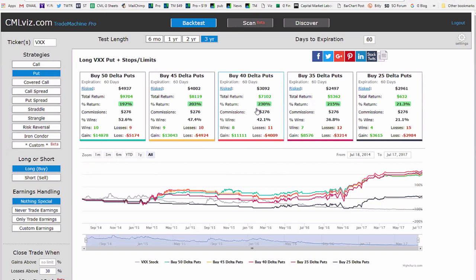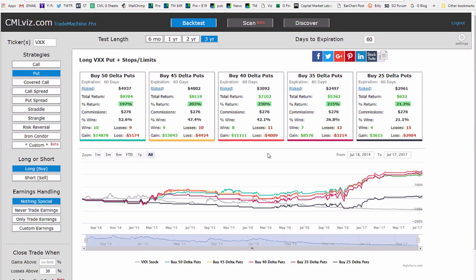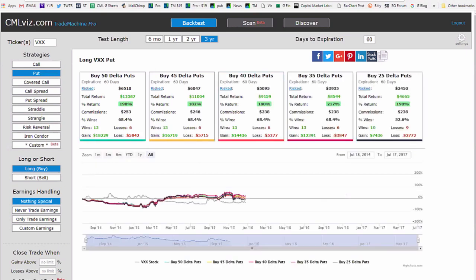it's 230%. So the stop is working for us, but notice the win rate, right? The win rate is now 42%. So this trade wins less often than it loses, but the returns are just huge. So this is actually sort of the decision for the trader. I'm going to take the stop out and show you the difference again. Just look at the win rate. Now it's a 68% win rate. So, you know, this is a decision for each trader.